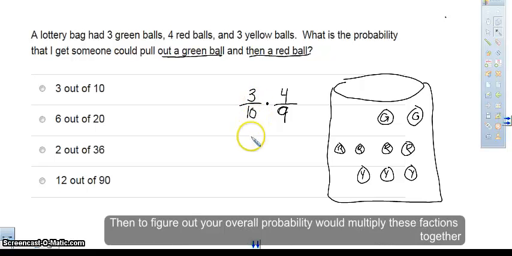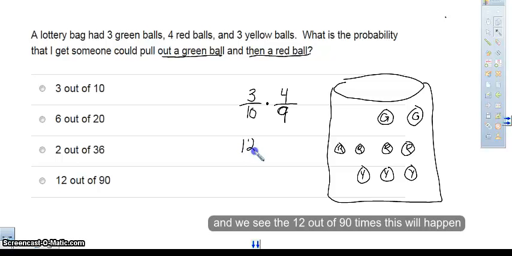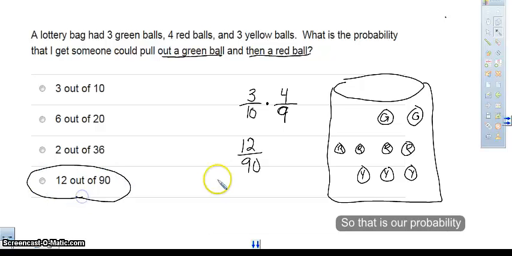Then to figure out your overall probability, we multiply these fractions together, and we see that 12 out of 90 times this will happen. And so that is our probability.